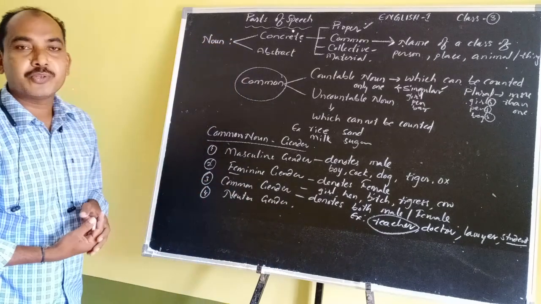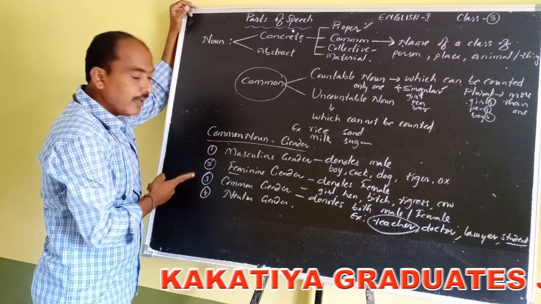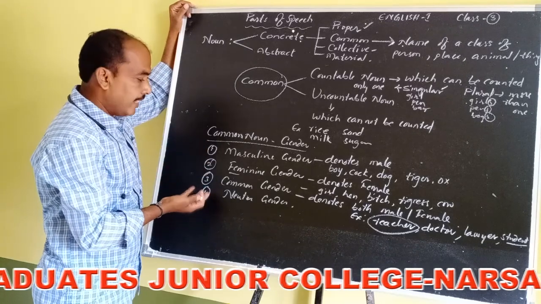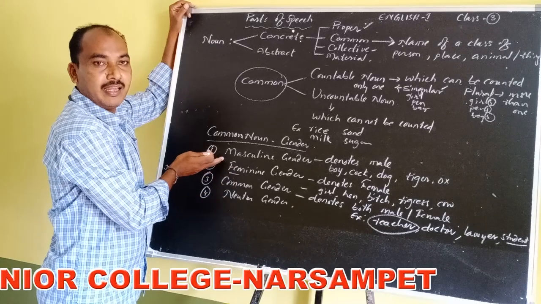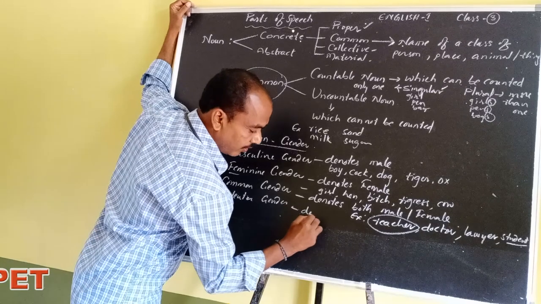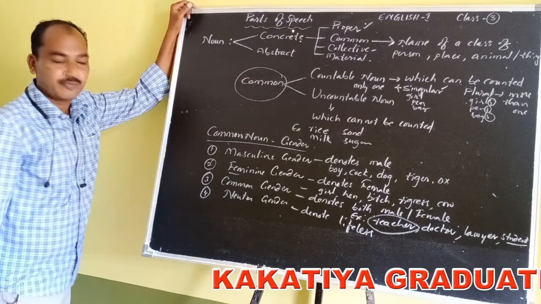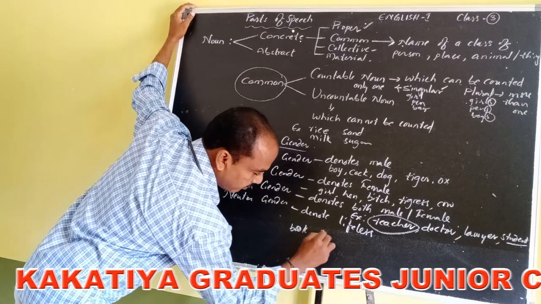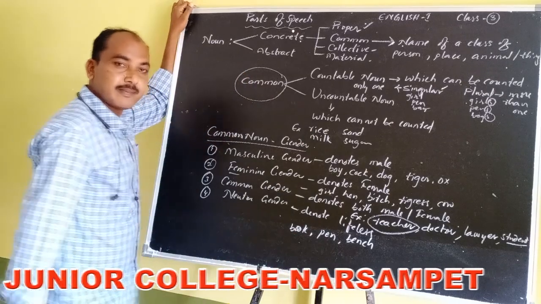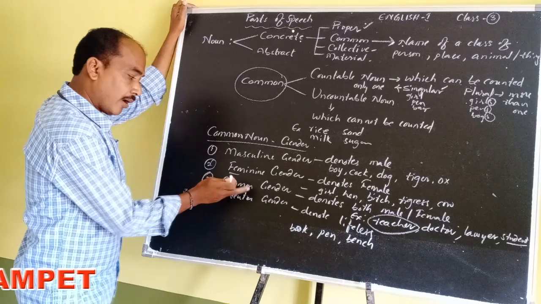The next one is neuter gender. See here, masculine means male, feminine means female, common means used for both. What about neuter? Neuter is not related to male, female, or common. It denotes lifeless objects. For example, book, pen, bench. They have no genders. It doesn't represent male, female, or common, or anyone.